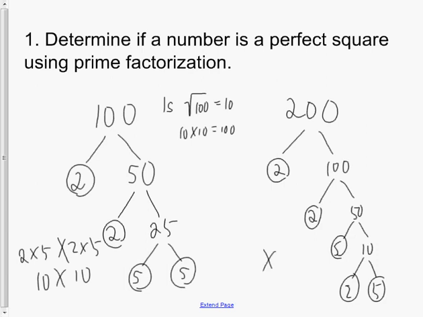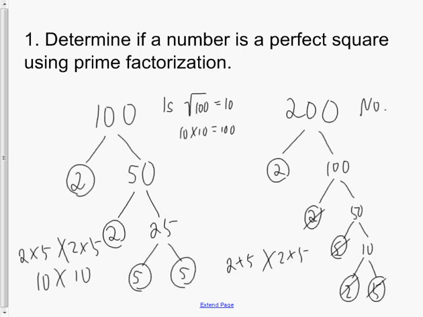But the problem is I can't rewrite them evenly. I could put a 2 times 5 over here and a 2 times 5 over here, but that extra 2 I can't assign to one side and make them equal numbers. So therefore we can say no, 200 is not a perfect square, because it does not have a perfect square root based on prime factorization.